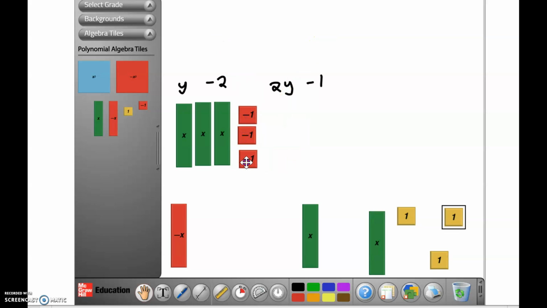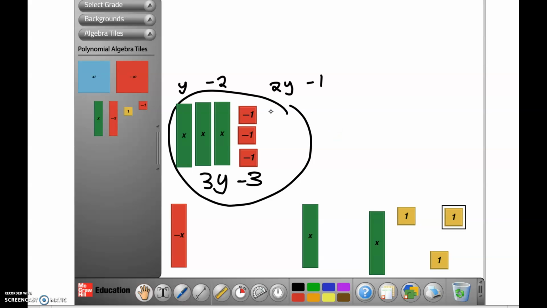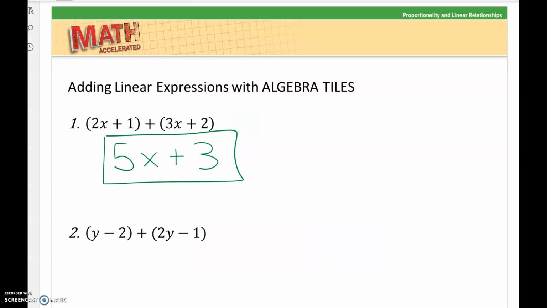negatives. Again, we'd look for 0 pairs. I don't see any 0 pairs here, right? We don't have any positive and negatives of the same shape. So this is going to be our whole expression here, right? This is our answer. So we have 3 x's, or 3 y's, right? So we have 3 y's, and then 3 negatives, so minus 3. Remember, that's the minus negative situation, right? They mean the same thing. So 3y minus 3.